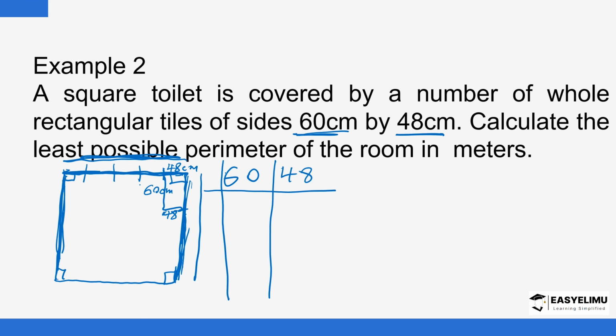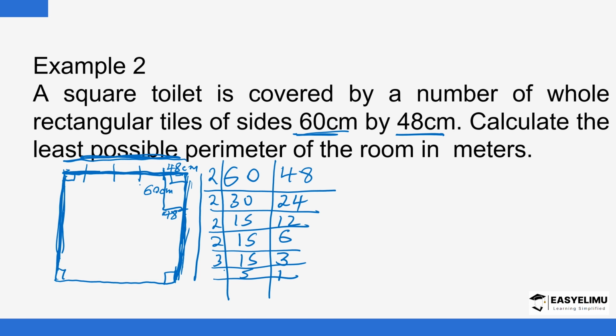So I'll do 2. 60 is divisible by 2, 30 times. 48 is also divisible by 2, 24 times. Still both are divisible by 2. So this is 15 and this is 12. Still 2, because 12 is divisible by 2. So 6. 15 not possible, we transfer to the next. 2, because of 6. So 6 divided by 2 is 3. 15 not possible. Then now I have 3, 5, 1. And now I have 5, 1, 1. So the LCM here is going to be the product of all these factors down here.